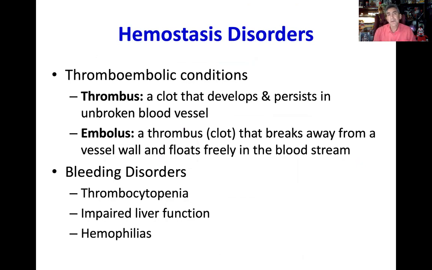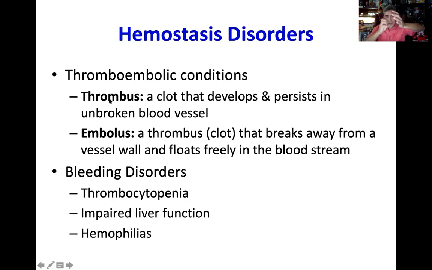So just like everything, we know how it's supposed to work, but what happens when it doesn't work the way it's supposed to? So we have what we call thromboembolic conditions. So a thrombus is a clot that developed. It should probably have developed, but then it persisted after everything was repaired. So then now we have a barrier, an obstacle, something that's going to slow down the flow of blood in that localized area.